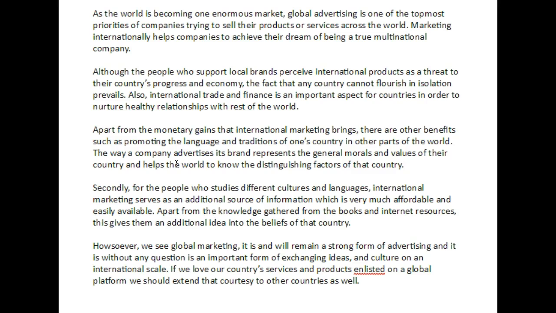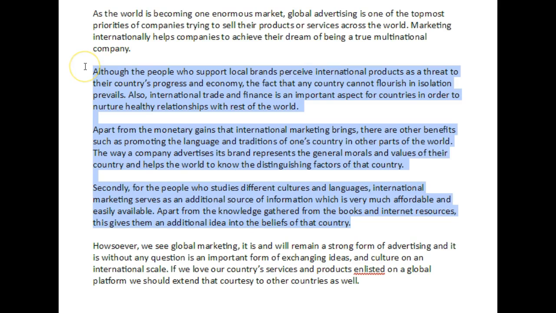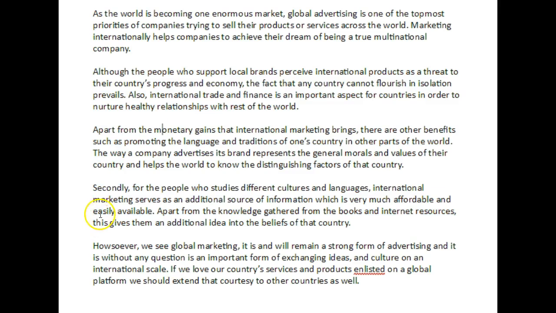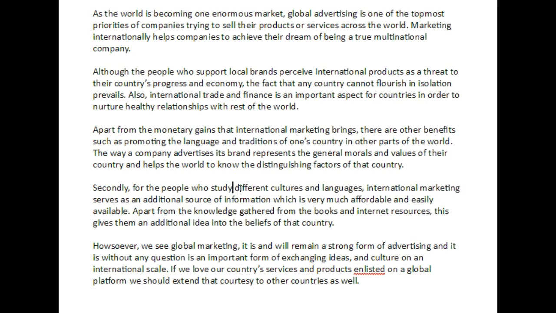That's fine because you're talking about the spread of culture, but it would be good to essentially, all of this needs to be condensed into one paragraph that references languages and culture, really, and education. So secondly, for the people who study different cultures and languages, international marketing serves as an additional source of information, which is very much affordable and easily available.